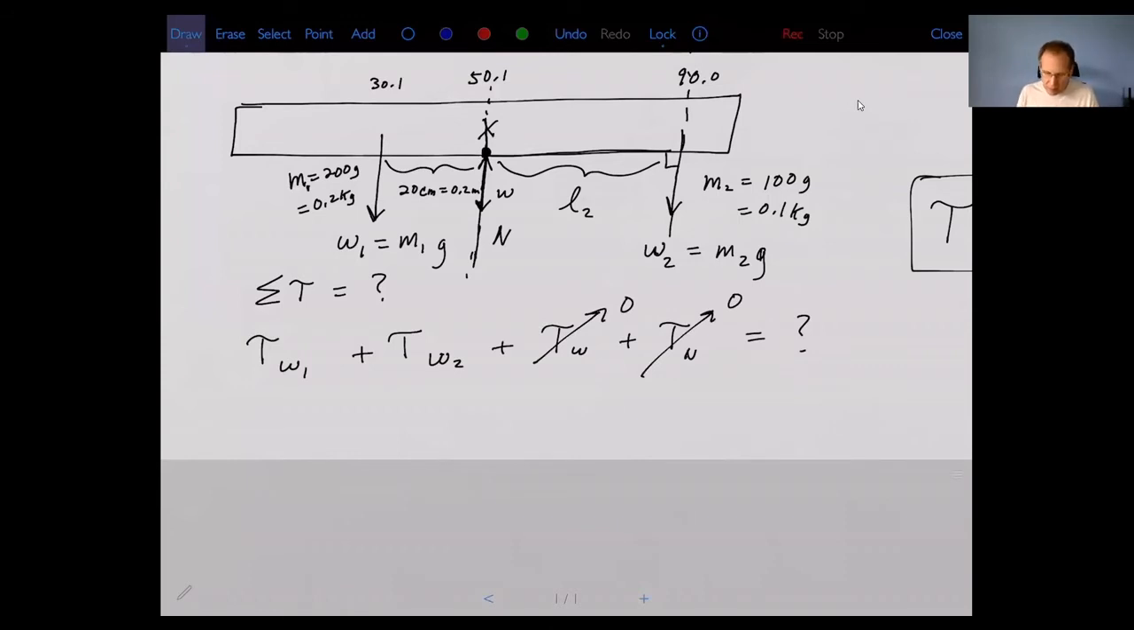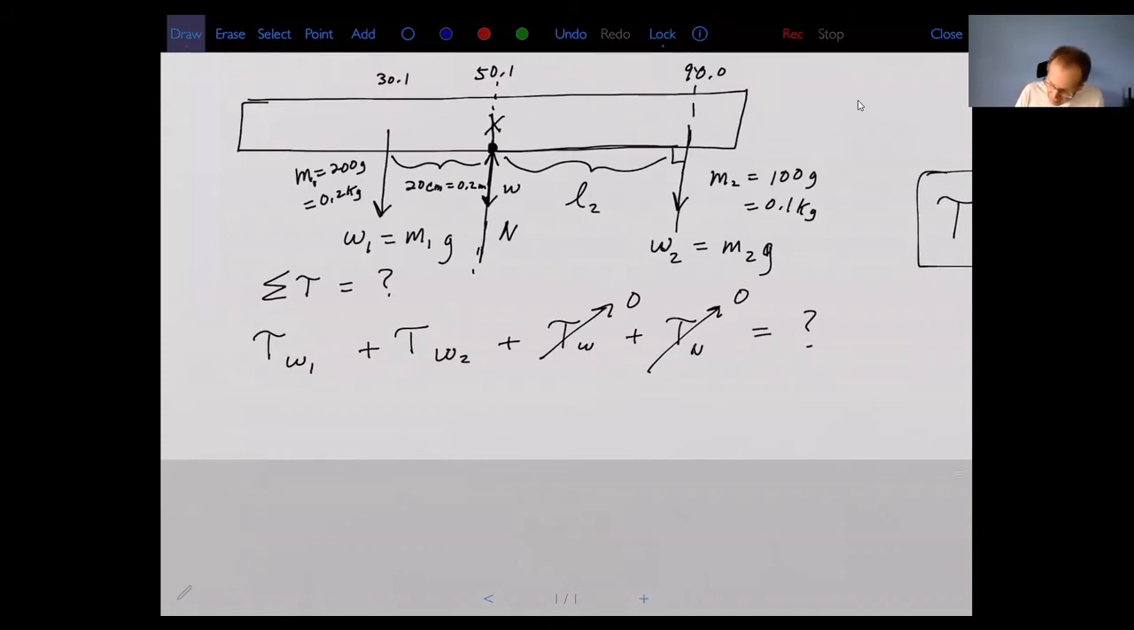So there's no torque. So let's look at the rest of this. So torque due to W1. Well, the force is W1, that's just the weight. So in this case it would be M1, which is 0.2 times g, 9.8. So that's my force. That's the weight, times the moment arm.